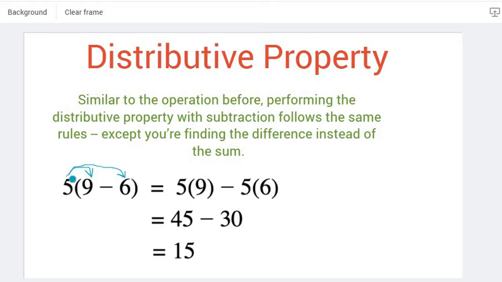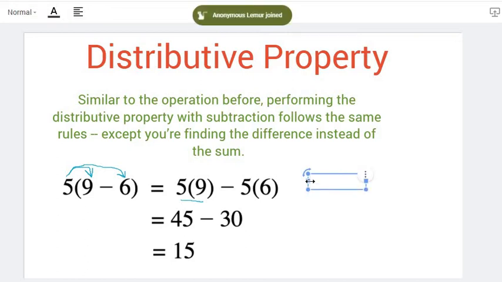Alright, so we split up the 5 and we multiply it by 9, which is over here. Then remember we have a subtraction sign, so the subtraction sign remains. Then you have 5 times 6, which is over here. And when you do that, you're going to get 45 minus 30, which gives you 15. Now, the only difference between this and the example that we did before is the minus sign. So since we have a difference of two numbers, we're going to subtract instead of add. That's the only difference. And you should get back the same thing as if you didn't use the distributive property.